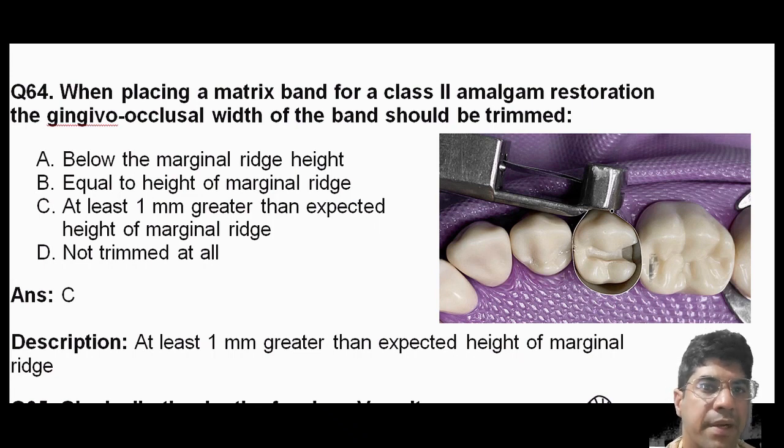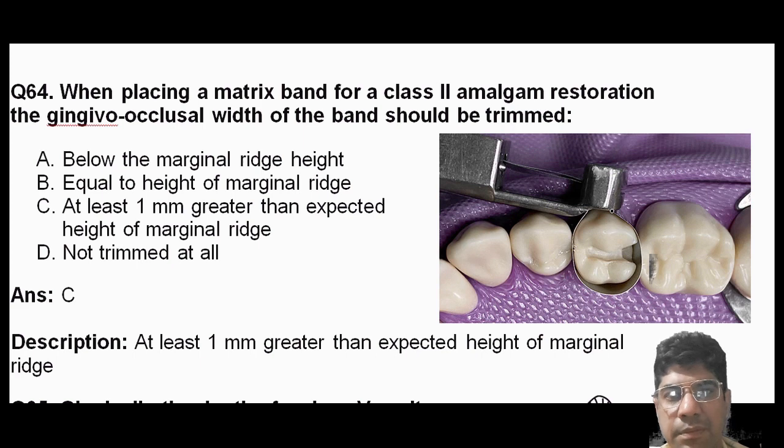When placing a matrix band for the class 2 amalgam, the gingivo-occlusal width of the band should be trimmed. The answer is at least 1 mm greater than the expected height of the marginal ridge. So this extra width allows for the proper adaptation of the band and ensures that the filling, like amalgam restoration, will be adequately contoured and will be in contact with the adjacent tooth structure.